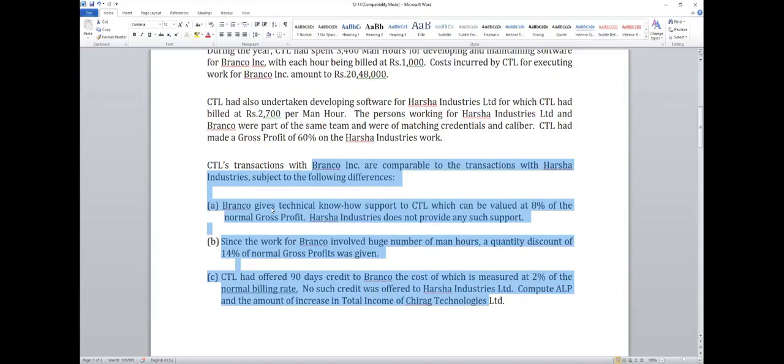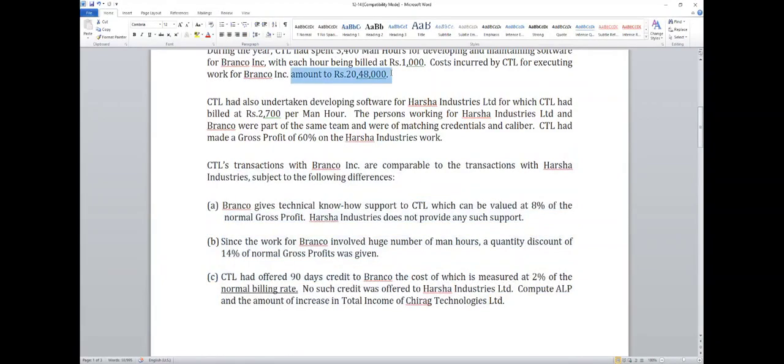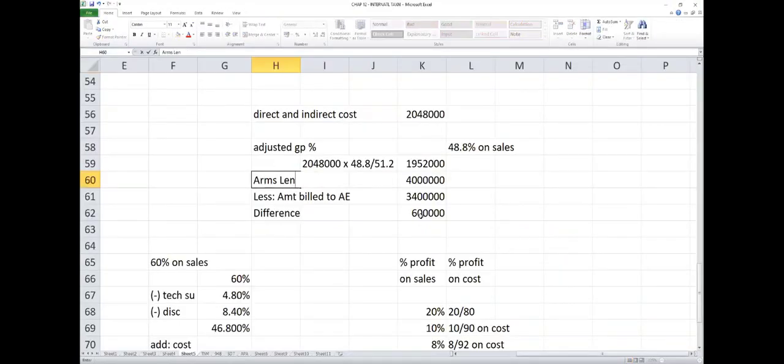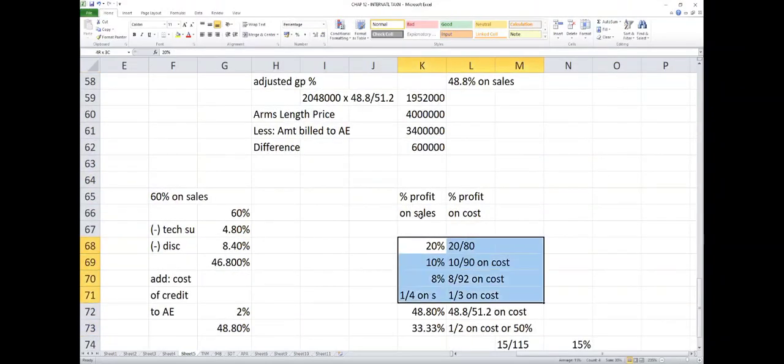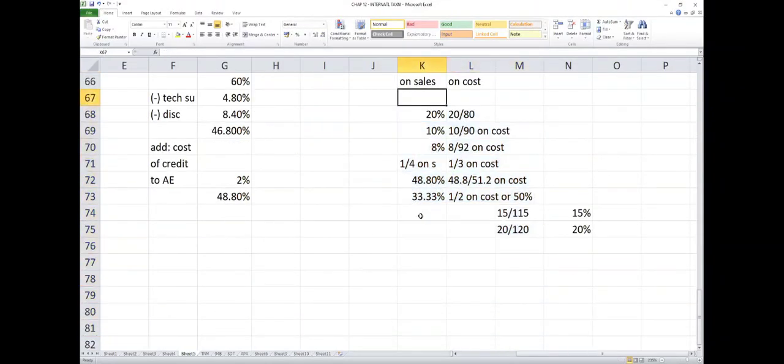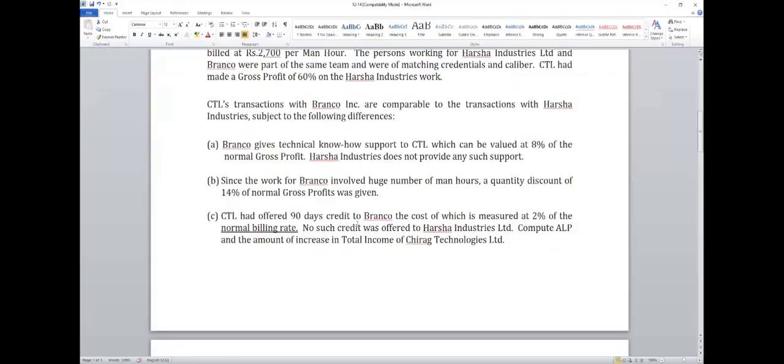They pay me after 90 days. Because of this, I have a cost of 2% of billing. I must also add this and show it, because paying late is my cost. You add and find out the normal GP. And the normal GP, if it is on cost, just add it. Direct and indirect cost 20,48,000. Add the normal GP percentage, you will get the arm's length price. So now this 40 lakhs is the arm's length price. This is called the arm's length price. Correct? That's all, students. Remember this a little. Now if you want to ask questions, you can ask.